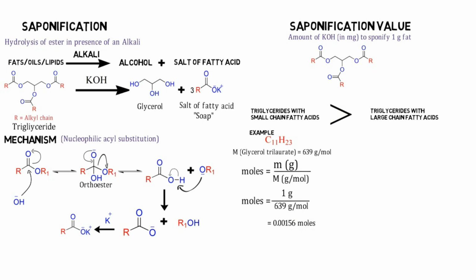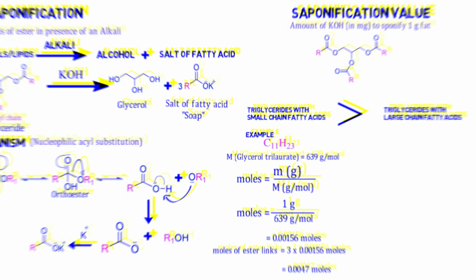In order to calculate the number of ester links in a 1 gram sample, we have to multiply it by 3, since one molecule contains 3 ester links. On computing, we find that there are 0.0047 moles of ester.